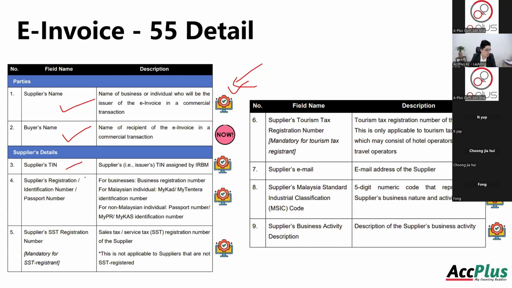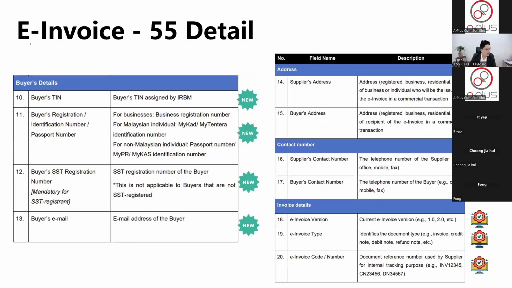TIN number, you can use the system to save it. Registration number, SST number, tourism tax, email, MSIC code, business activity description, all of this you can handle via the system. And then the buyer details, if your buyer is a recurring buyer, you can also use your system to save it. You don't need to type it every time. Try to imagine, if you are doing B2B and one customer uses your service 10 times a month, with the MyInvoice portal you have to key in the buyer details 10 times. But if you use software, once you set it up, you only do it one time.